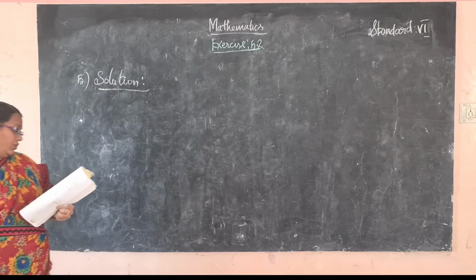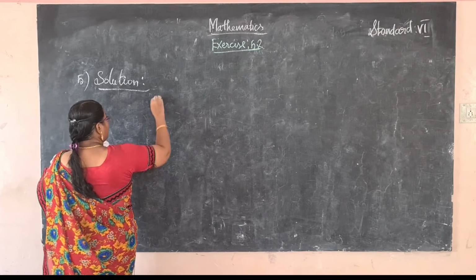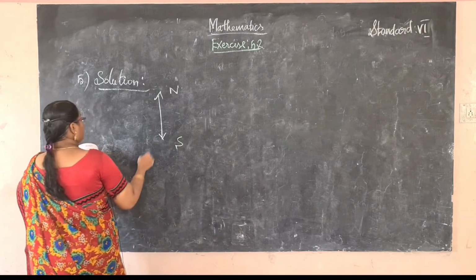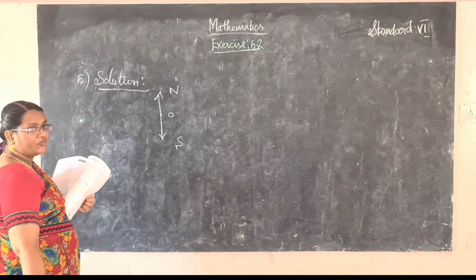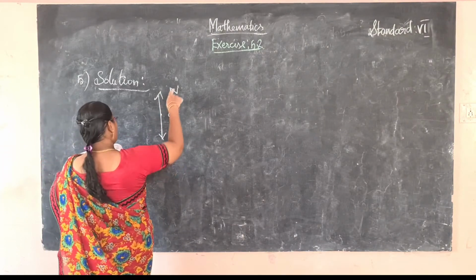Need to travel 45 kilometer north. Okay, so north, okay, south from the starting point, denoted O. You have to find out the distance between the N and S.